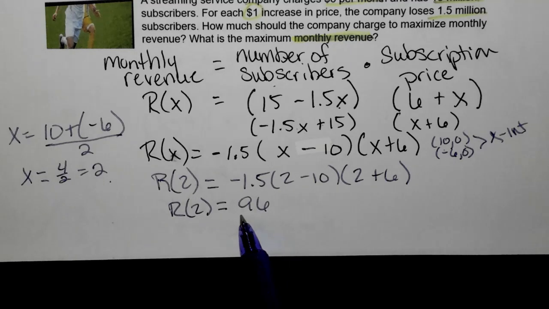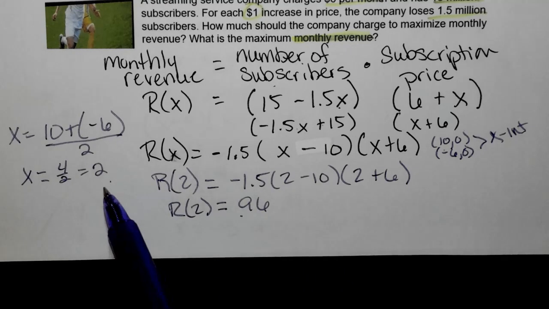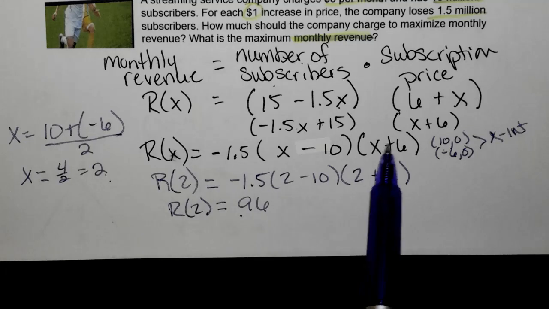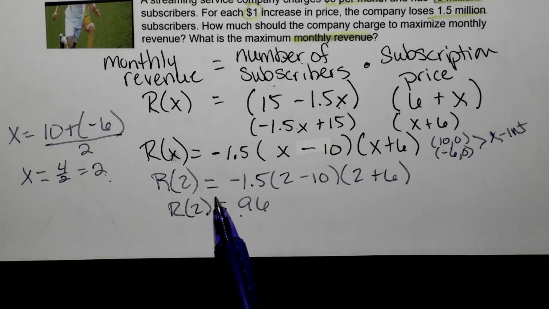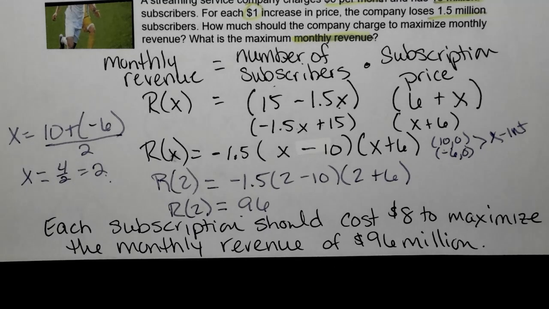So what does this mean? This means that each subscription should cost 2 plus 6, so $8, and that your maximum monthly revenue would be this 96 million. So I will write that in words for you. Each subscription should cost $8 to maximize the monthly revenue of $96 million.